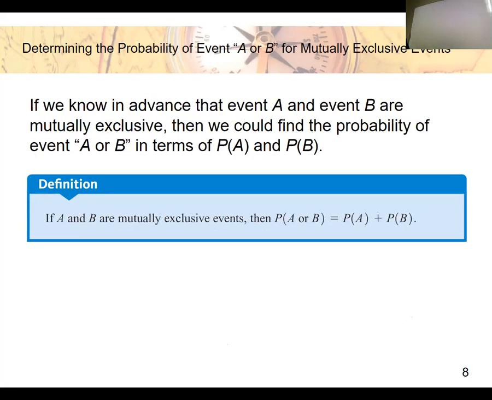And now, if we know that event A and event B are mutually exclusive, then we could find the probability of event A or B in terms of the probability of event A and the probability of event B. So here's another definition. Okay. A and B are mutually exclusive events, meaning though they have nothing in common. That means that the probability of A or B would be the sum of the two probabilities. The probability of event A plus the probability of event B.